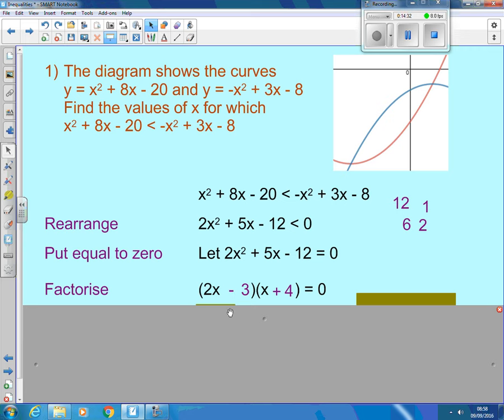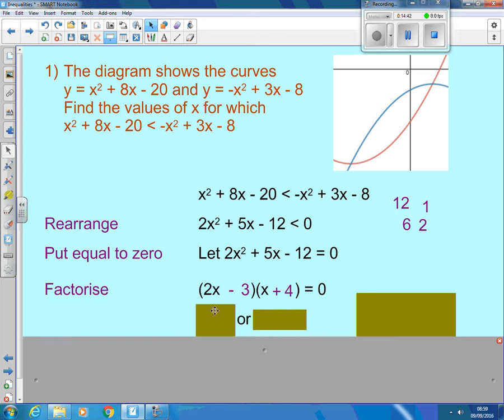So let's check it by expansion. 2x squared plus 8x minus 3x is plus 5x. Minus 3 times plus 4 is minus 12. So when they equal 0, either the 2x minus 3 is 0, and if 2x minus 3 is 0, 2x equals 3, x equals 3 over 2. So for 2x equals 3, x is 3 divided by 2, or 1.5. Or x plus 4 is 0, and that would be x equals minus 4.